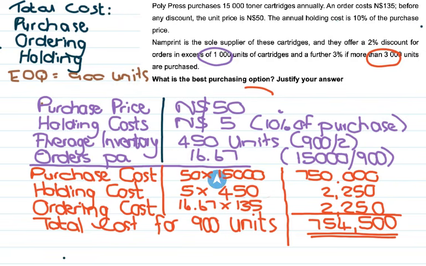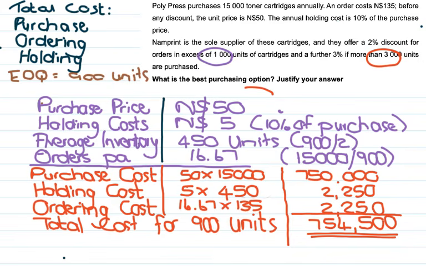I need 15,000 units, so it will be 750,000 Namibian dollars. My holding cost, they told us that it is 10% of 50, so it's 5, and we calculate this on our average inventory of 450. There you have the solution: 2250.